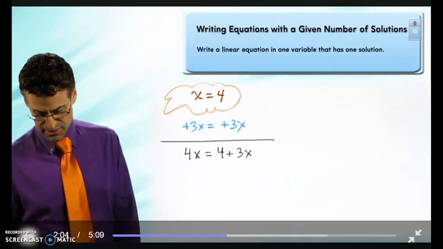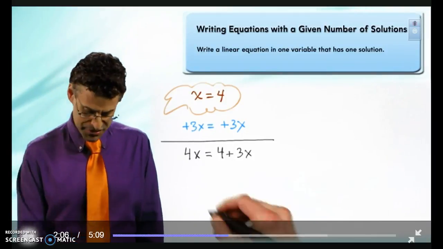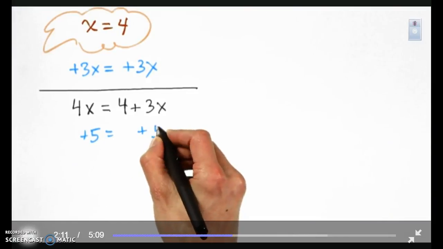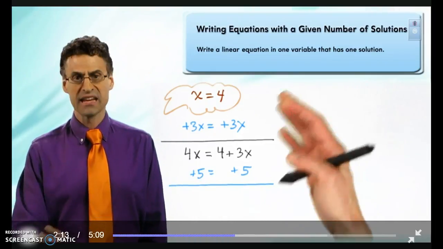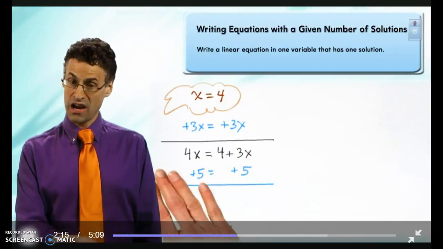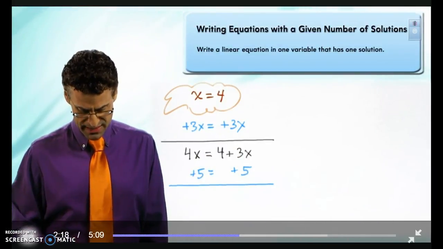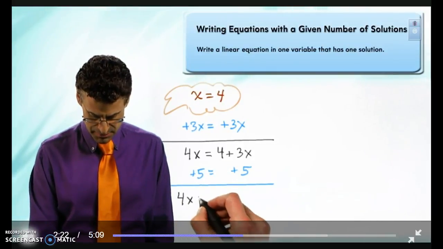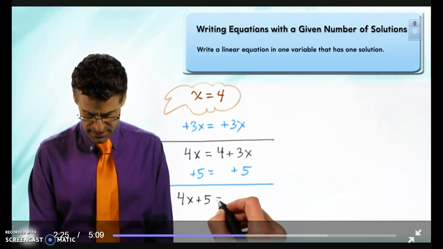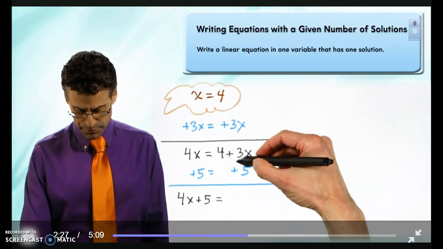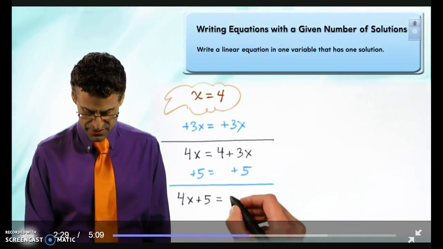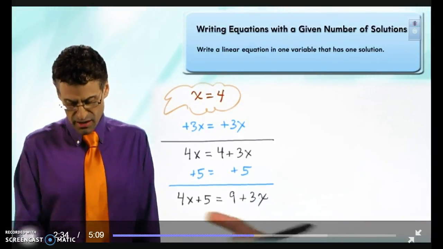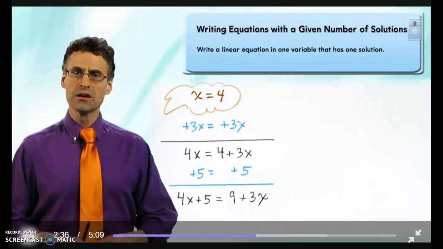But let's throw in some constants. Why don't we just add 5 to both sides? Again, there's no right answer here. You can add 17. You can subtract 54. You can do whatever you want if we're just adding and subtracting the same thing on both sides. So, what do we get here? Well, here I now see 4x plus 5 equals, and now the 4 plus 5 can be added together to see 9 plus 3x. Okay, there, that looks pretty complicated. How about that as our linear equation?